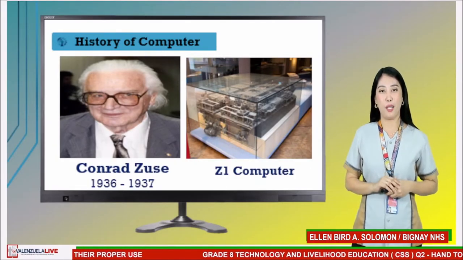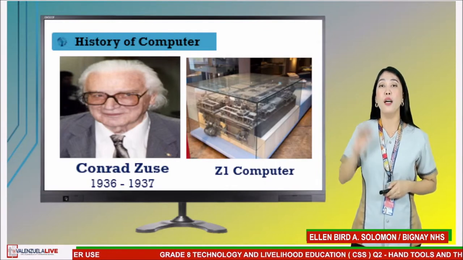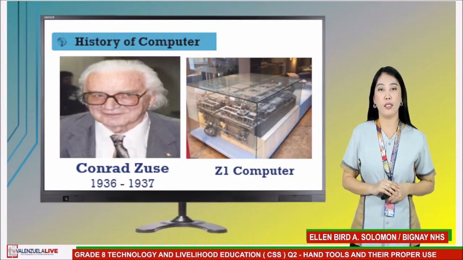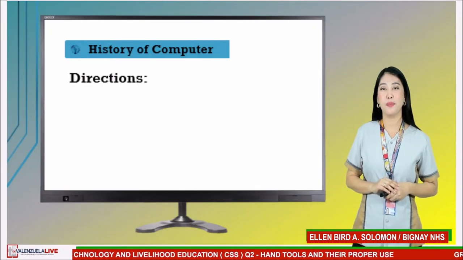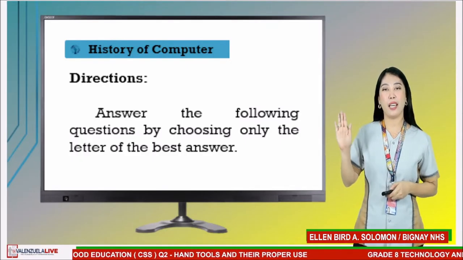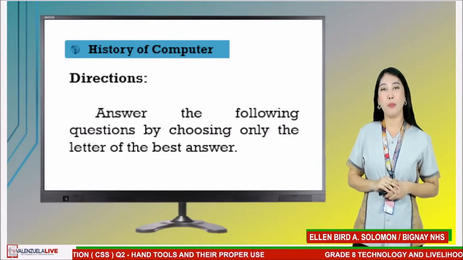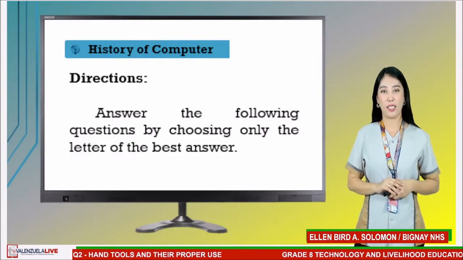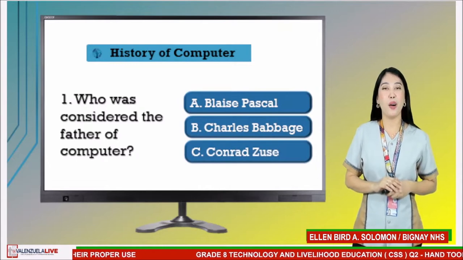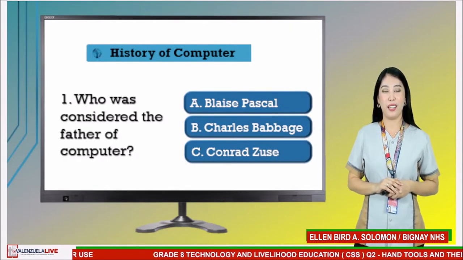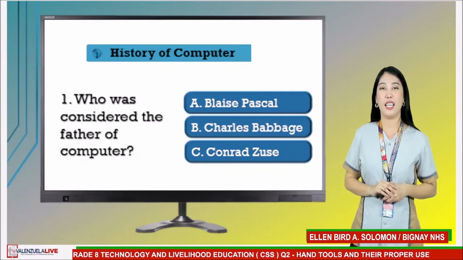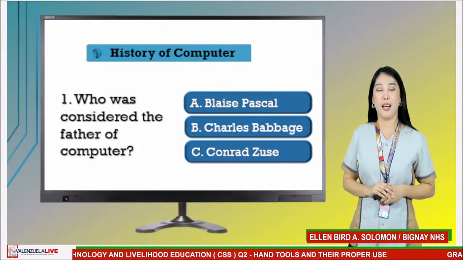Let us now answer the following questions for me to test if you listened well and learned something. The directions will be to answer the following questions by choosing only the letter of the best answer. You have 5 seconds again to answer each number. Allow me to read each question and choices. Let's have number one. For question number one, who was considered the father of computer? A. Blaise Pascal, B. Charles Babbage, or letter C. Konrad Zuse. Your timer starts now.